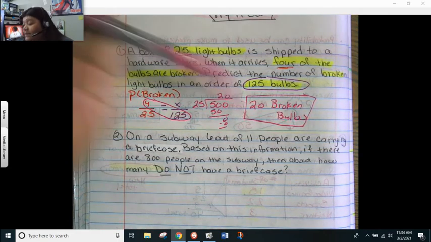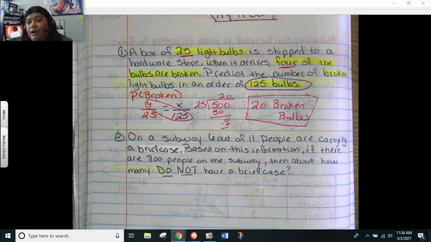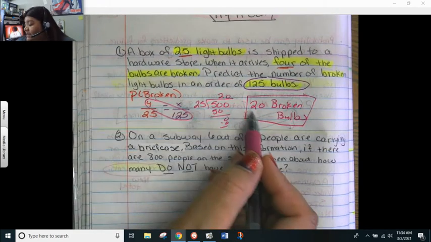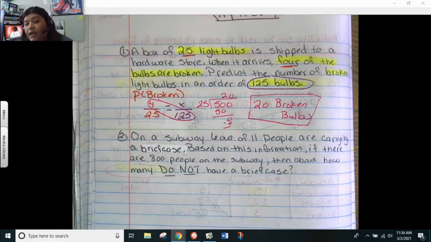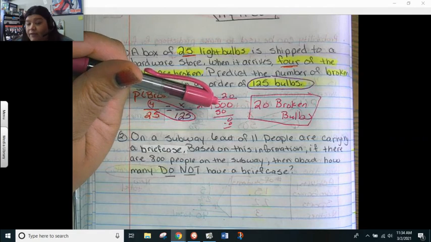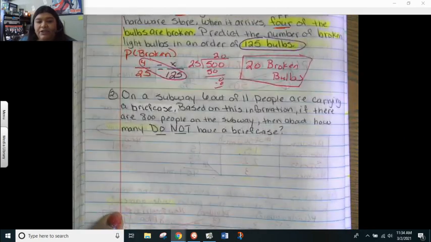Now be careful because sometimes they'll tell you predict the number of bulbs that are not broken. Okay, so there you'll have to do a little extra thinking. But you could have just done this and then subtract 20 from 125, and that would have given you the ones that are not broken. So 20 of them are broken, 105 are not broken.